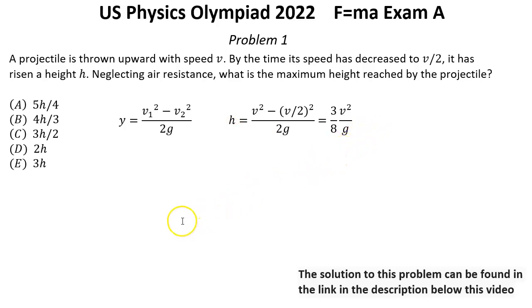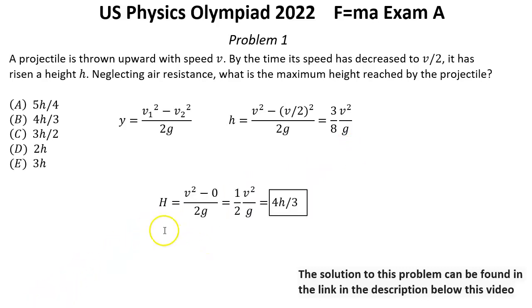And to find the maximum height, we can use the formula big H equals v squared minus 0 over 2g, which is 1/2 v squared over g. And this is 4h over 3, which is answer B, and that was the solution for problem number 1.